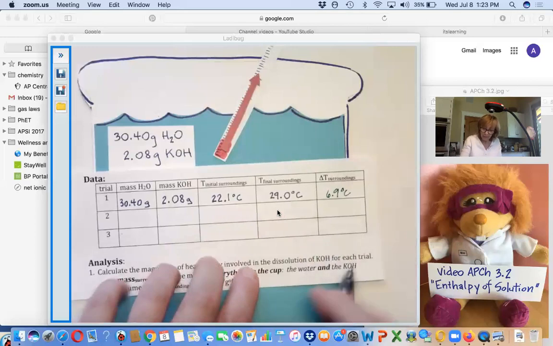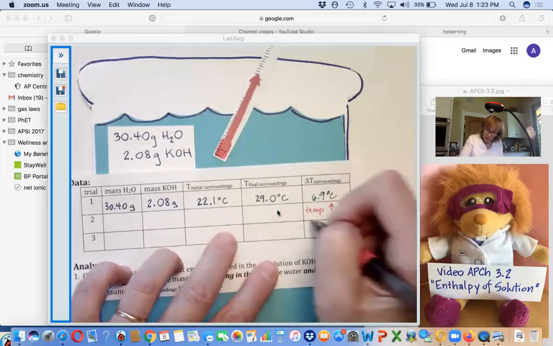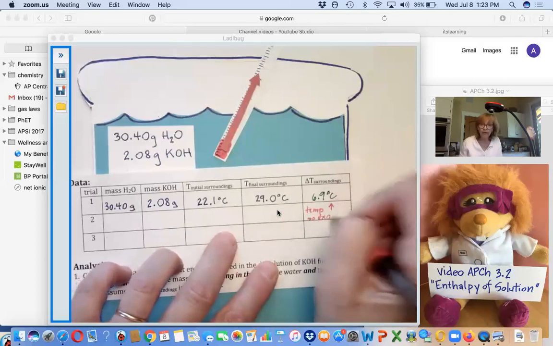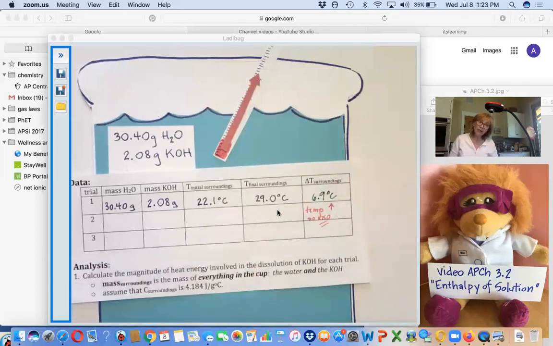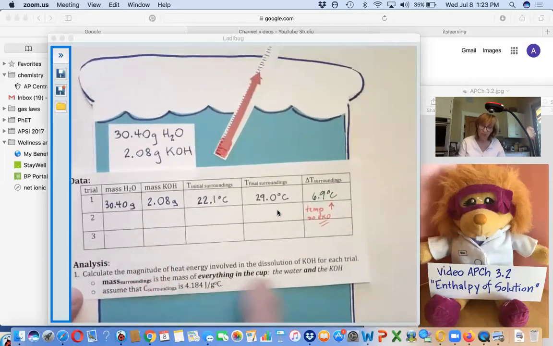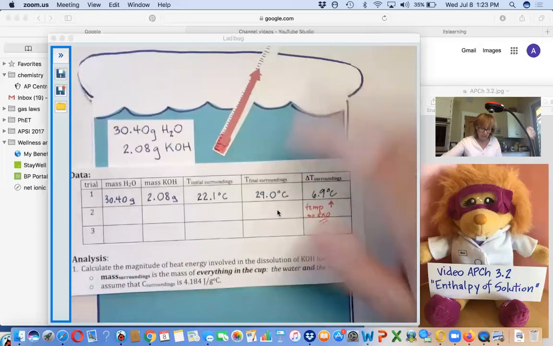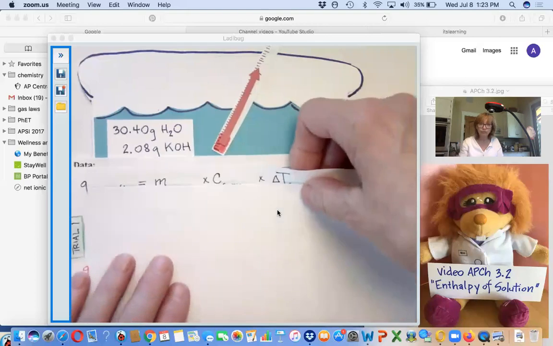Now I'm going to make myself a note that the temp went up, and that means I know the dissolving process was exothermic. All right, now in the analysis, we're asked to calculate the magnitude of heat energy involved in the dissolution of KOH. Dissolution, fancy name for dissolving. And heat energy is our Q. So we're going to use our MCAT equation. Q equals M times C times delta T.